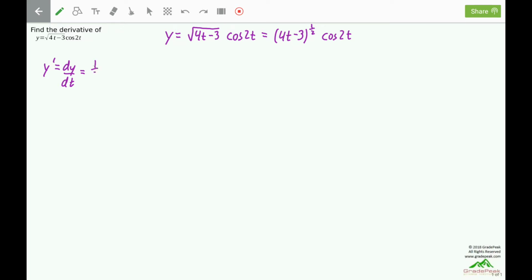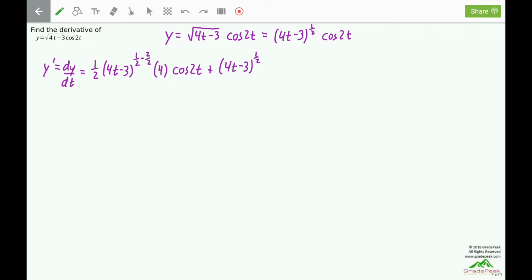That's a power rule. We bring the 1/2 down, we leave the inside alone. We subtract 1 from the power, I will call it 2/2, and then we multiply by the derivative of the inside of the power, which the derivative of 4t minus 3 will be a 4. Derivative of the first times the second left alone, plus the first left alone times the derivative of the second.